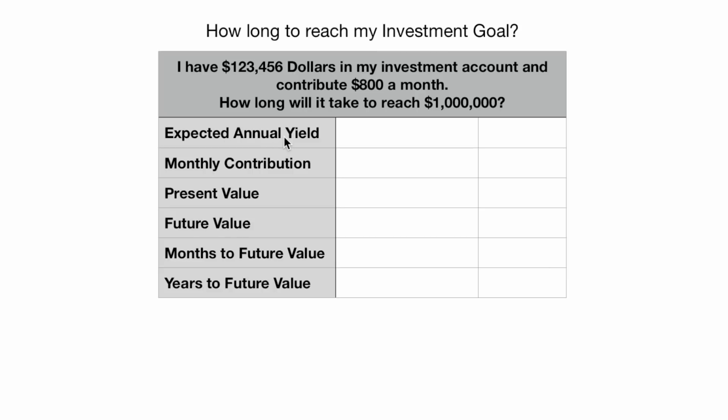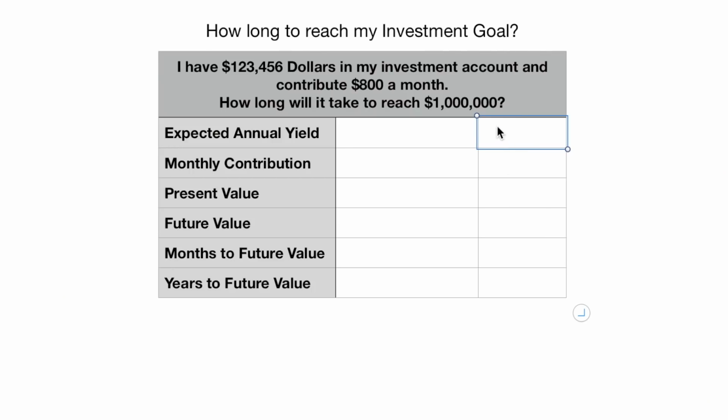So we have an expected annual yield, and we're just going to do some calculations in this column. I'm also going to show you guys the common letter values that normally we would use for these calculations. So if you're searching the internet for things, you might recognize some of these. So that's this very first column. The expected annual yield is commonly referred to as the interest rate. The monthly contribution is going to be payment. The present value is going to be PV. The future value is going to be FV. And then for the months to future value, the formula that we're going to use is actually NPER. The years to future value, we could also use NPER. NPER stands for number of periods.